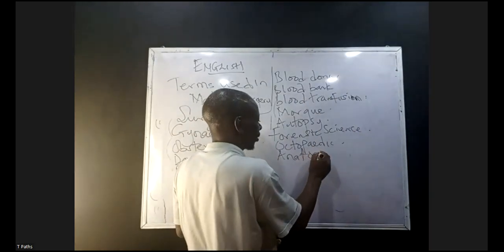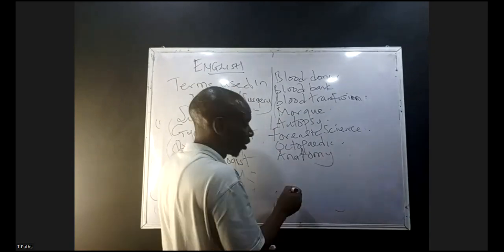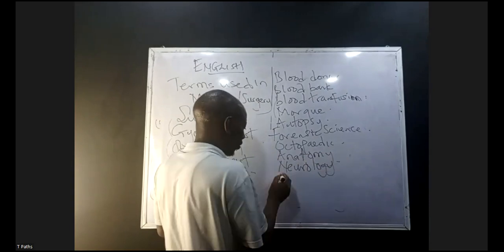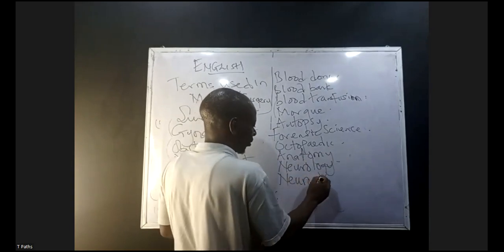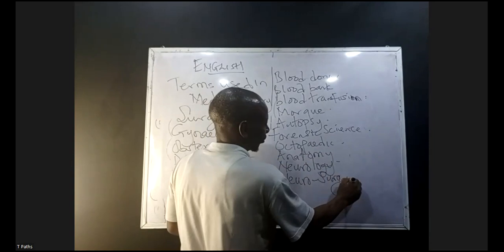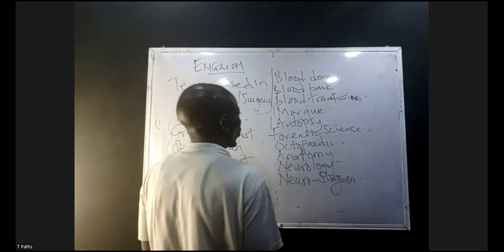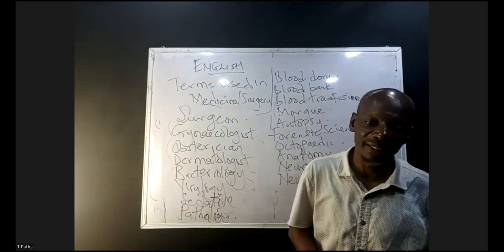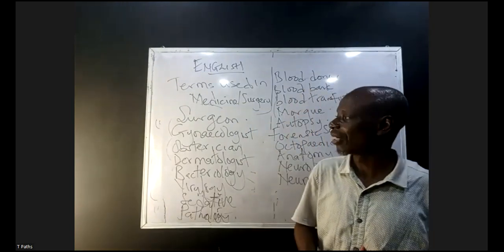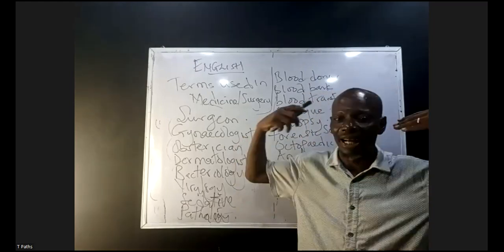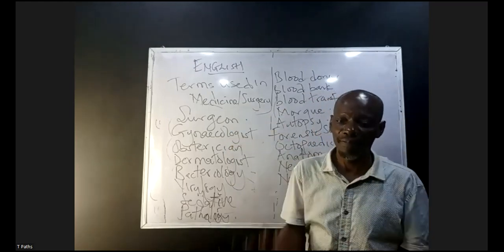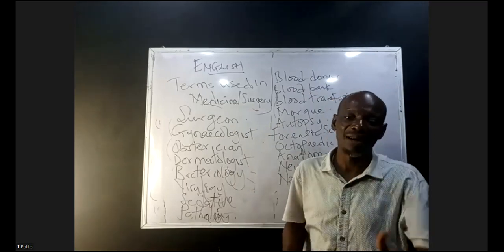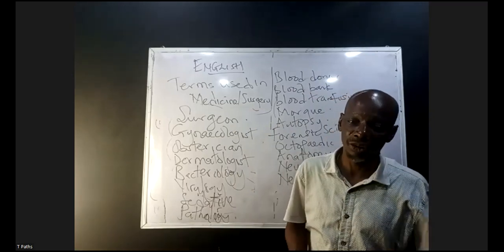Anatomy. Talk about neurology. Talk about neurosurgeon. So all these things are written. We said there are terms used under what? Medicine and surgery. And one thing about it is that it helps to widen our scope of understanding what we call medicine. These are just a few infinitesimal terms used in medicine and surgery.